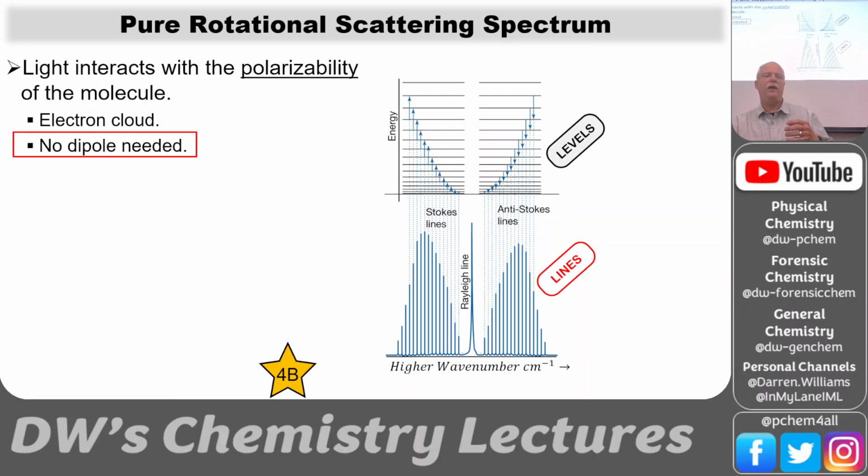So when we interact with the Raman situation, we're interacting with the electron cloud and how it changes, the polarizability of that electron cloud. And so no dipole is needed. So that's really helpful. In fact, if molecules did not need a permanent dipole moment to absorb the infrared or microwave light, we wouldn't be alive.